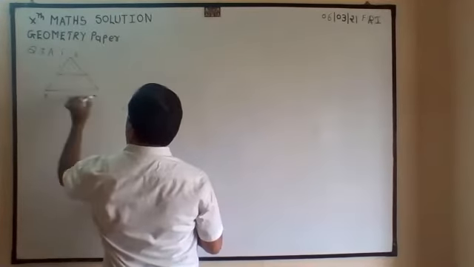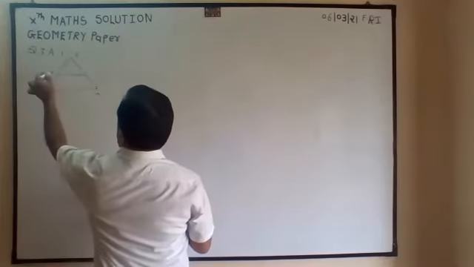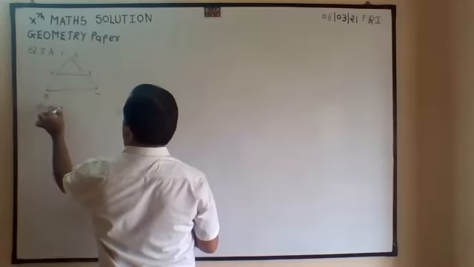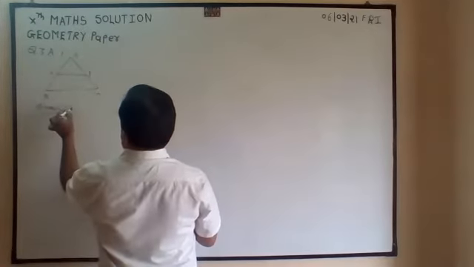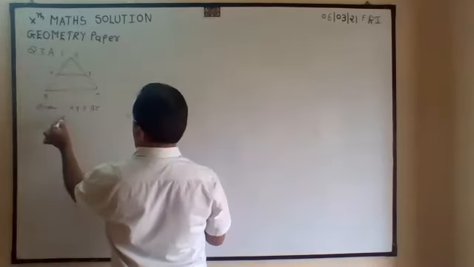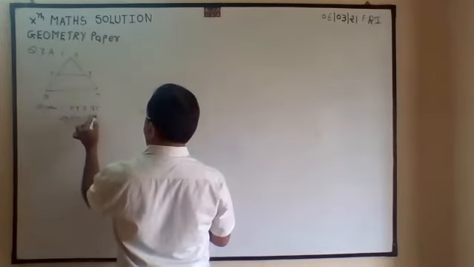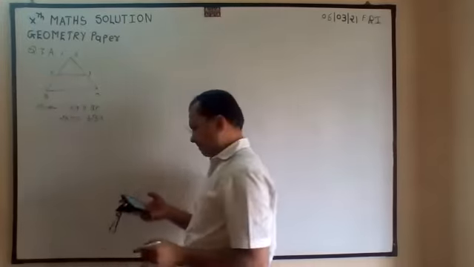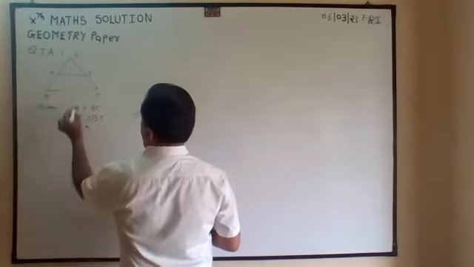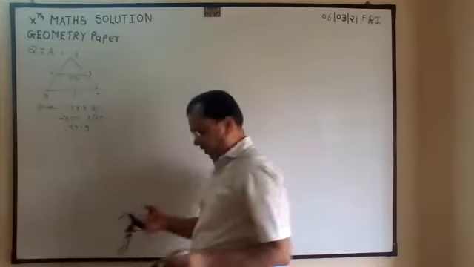A, B, C, X and Y. What is given? XY is parallel to BC. And what is given? 2AX is equal to 3BX. And XY is equal to 9 centimeter. Find BC.